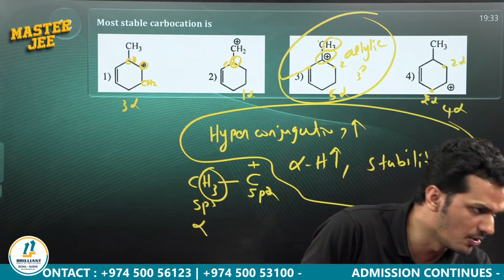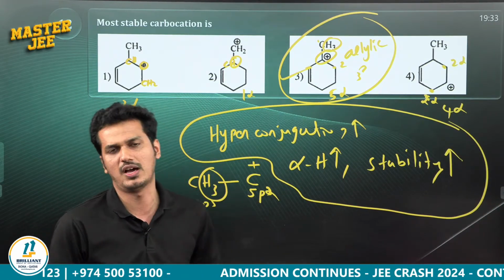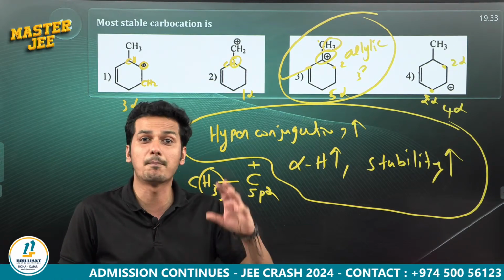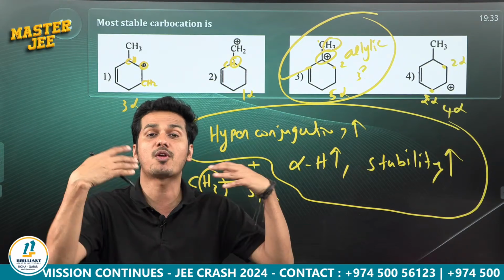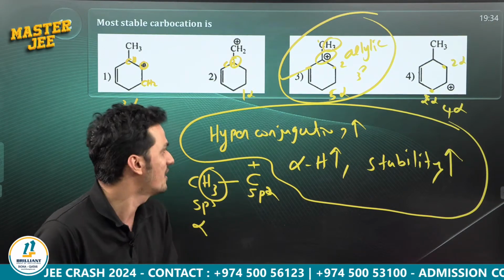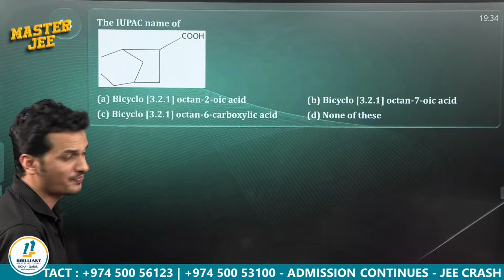Ready? Correct. So that's the way. While looking at the carbocation, you must look at the number of alpha hydrogen. More number of alpha hydrogen means more stability. Ready, guys? Then we can move to the next question. This is the next question.